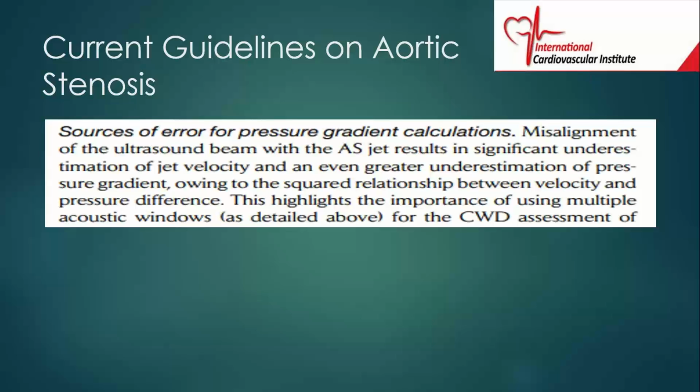If you underestimate the valve area in someone who has severe AS, say you get 1.5 centimeters squared and it's really 0.8, and the patient is having shortness of breath, the clinician may think the shortness of breath is due to something else, whereas it may be due to aortic stenosis, and that patient can develop significant problems. So accurate calculation is important.